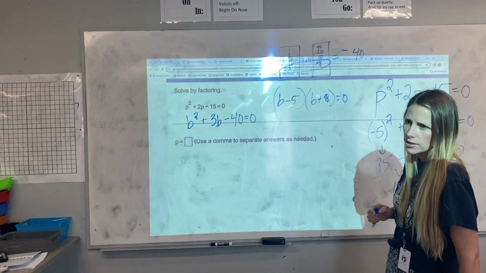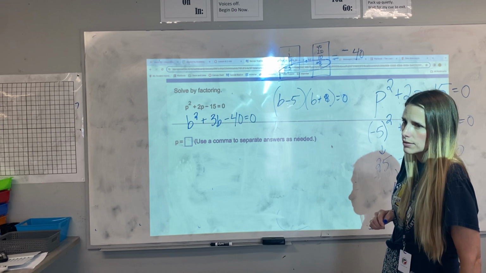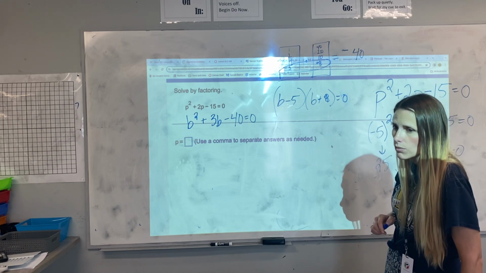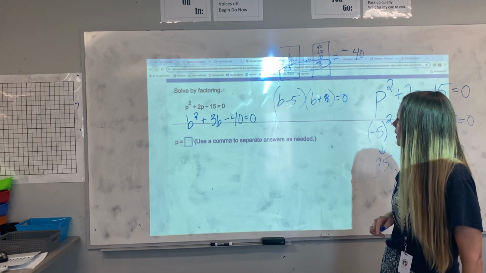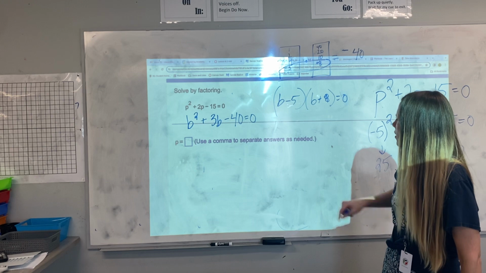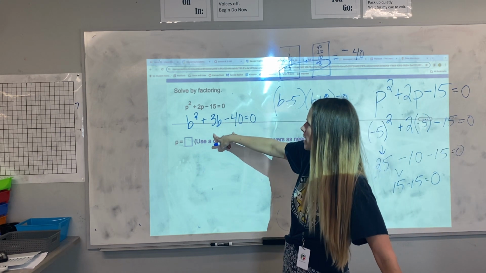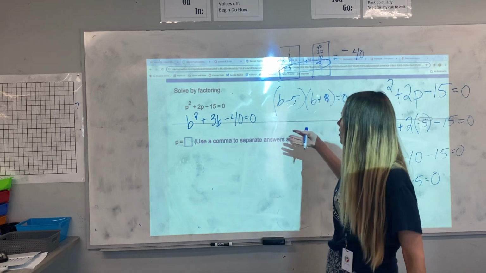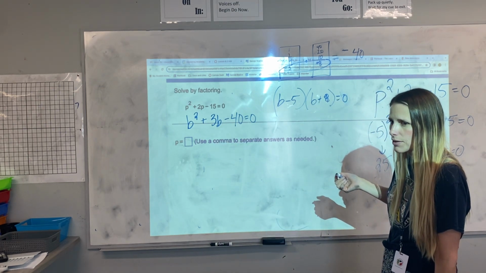Can anybody help her? Plug them in the problem. Plug what in? Isn't that the answer? This is the factored form of this quadratic equation, but it says to solve it. What are we solving for? B, yeah.